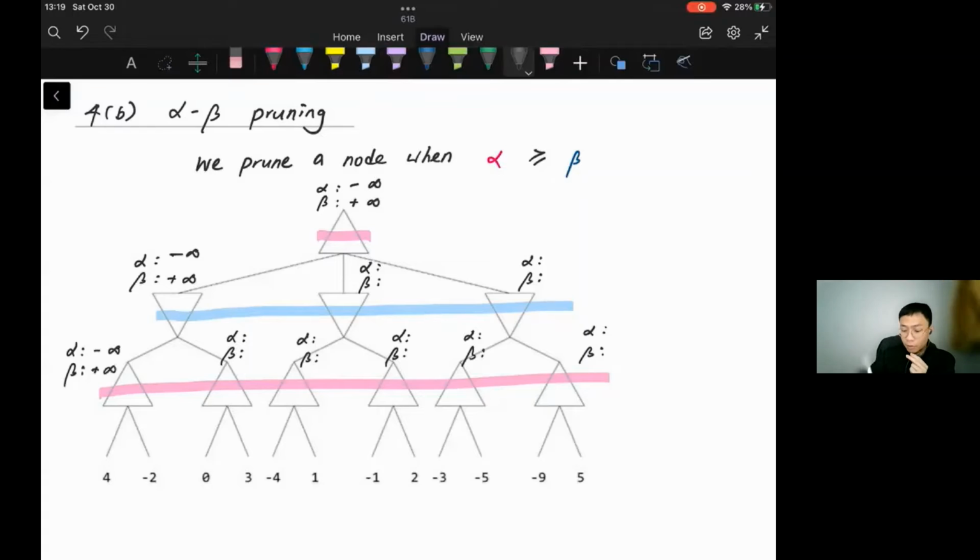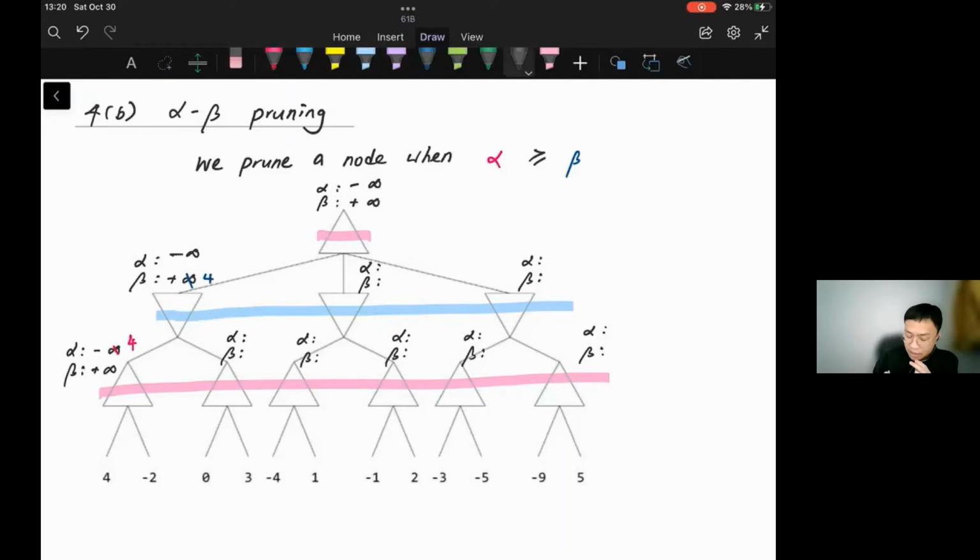Okay, and this leftmost child node is a maximizing node, so alpha gets to update its value. 4 is larger than negative infinity, so alpha gets updated to 4. However, -2 is not larger than 4. So now we go back to the parent minimizing node. Beta decides that 4 is the lesser value between positive infinity and 4, so it gets updated to 4.